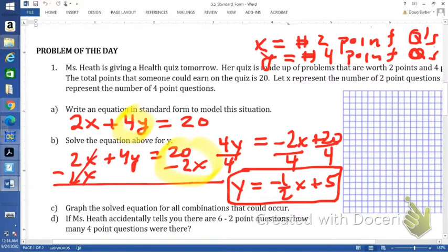Now we're going to graph. We're going to go up 5: 1, 2, 3, 4, 5. So there's your y-intercept. And then down 1 over 2. And then we're going to connect.